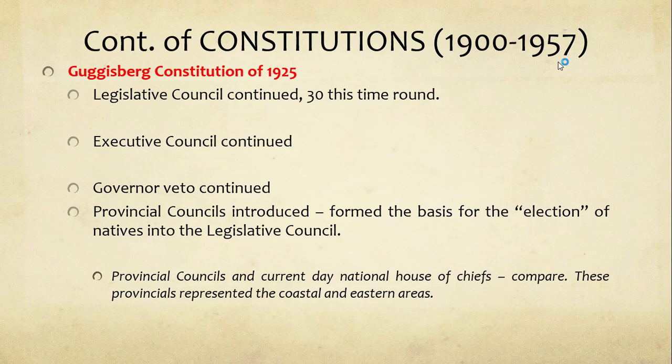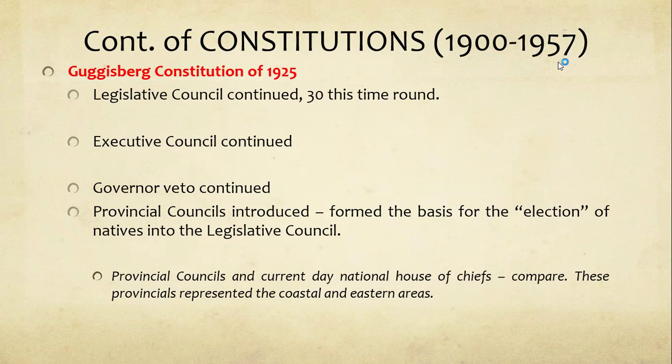Now, apart from these two major additions, it is said that the 1925 constitutional arrangements largely consolidated the domination of the governmental machinery by the executive.